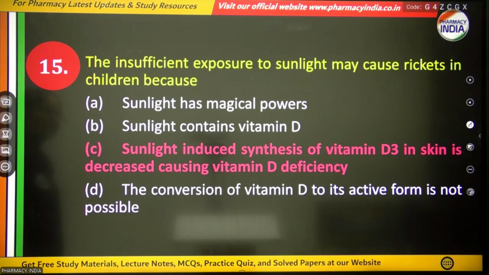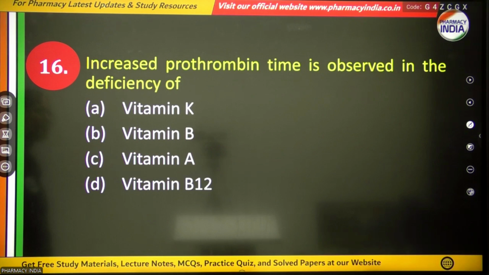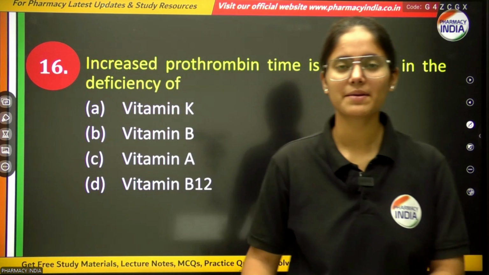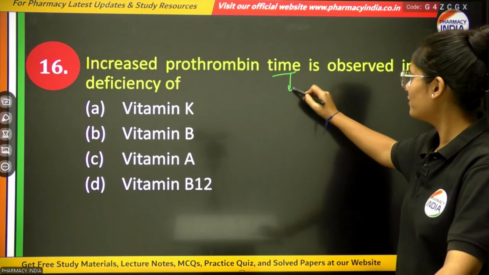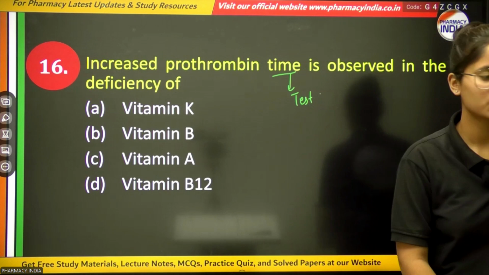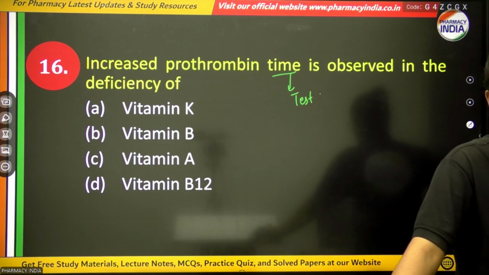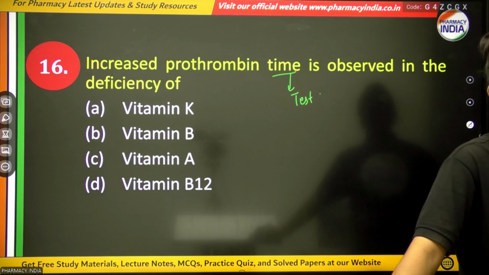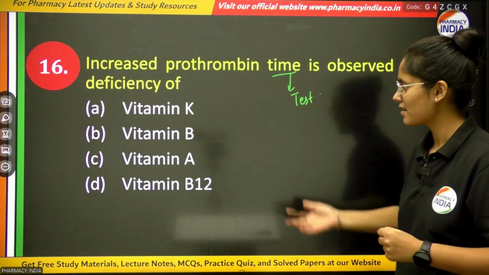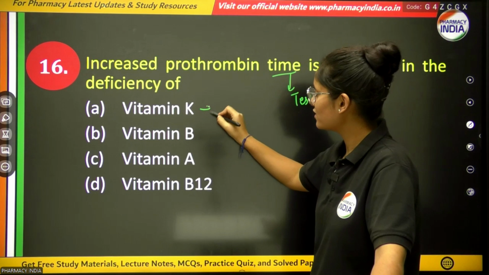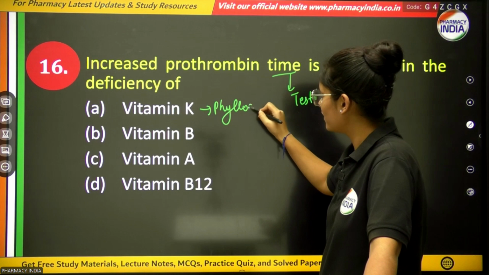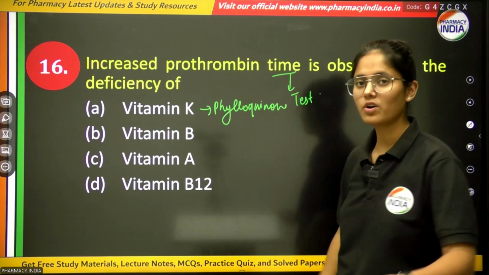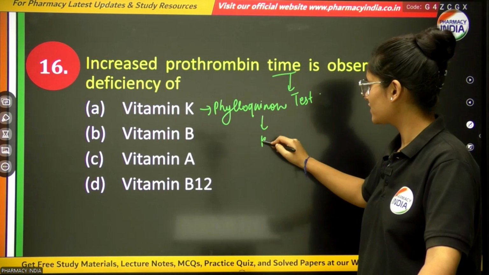Clear? Next question. Increased prothrombin time is observed in the deficiency of vitamin K, vitamin B, vitamin A, and vitamin B12. What is prothrombin time? Prothrombin time is a test used to evaluate the blood clotting time. Basically, vitamin K is that vitamin whose deficiency causes an increase in prothrombin time. So the correct option will be vitamin K, which is also known as phylloquinone, and also coagulation factor.